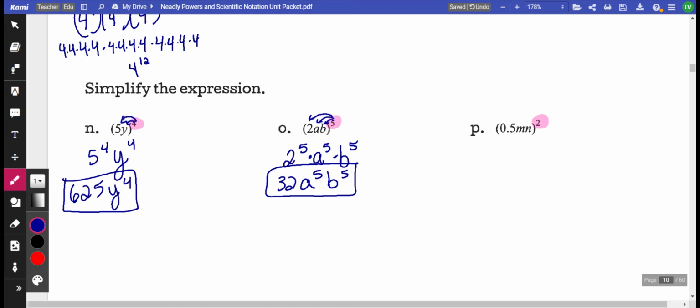Letter P, 5/10 mn, all raised to the second power. Distributing the second power to all three terms. 5/10 squared times m squared times n squared. So 5/10 squared is going to be 25 hundredths. M squared is m squared, n squared is n squared.